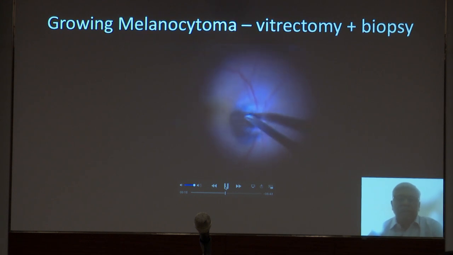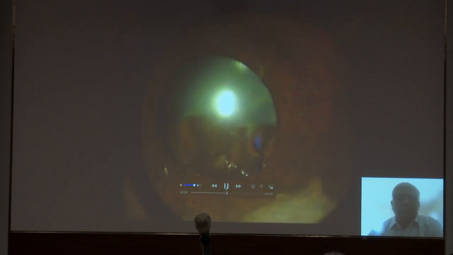So the ILM or the membrane overlying the mass is disrupted, and a small piece of the tissue is picked up using the forceps, and this was then histopathologically proven to be a melanocytoma, not a melanoma, so we continue following up this way. In contrast to a fine needle aspiration biopsy or incisional biopsy along with retreatment techniques, sometimes we may have to do an incisional biopsy transclerally.